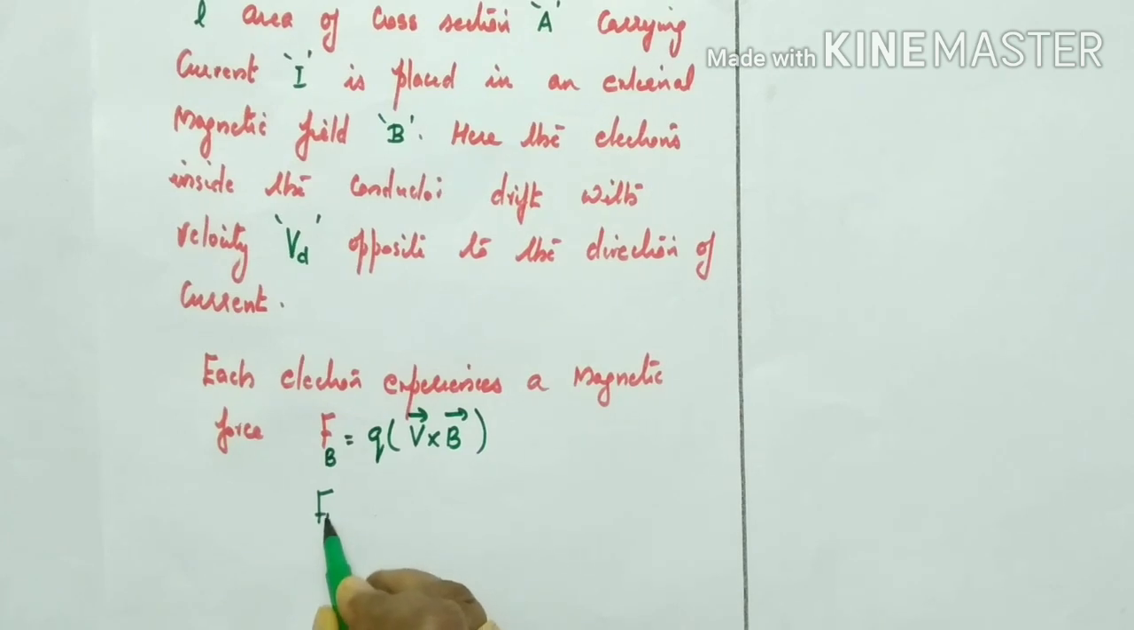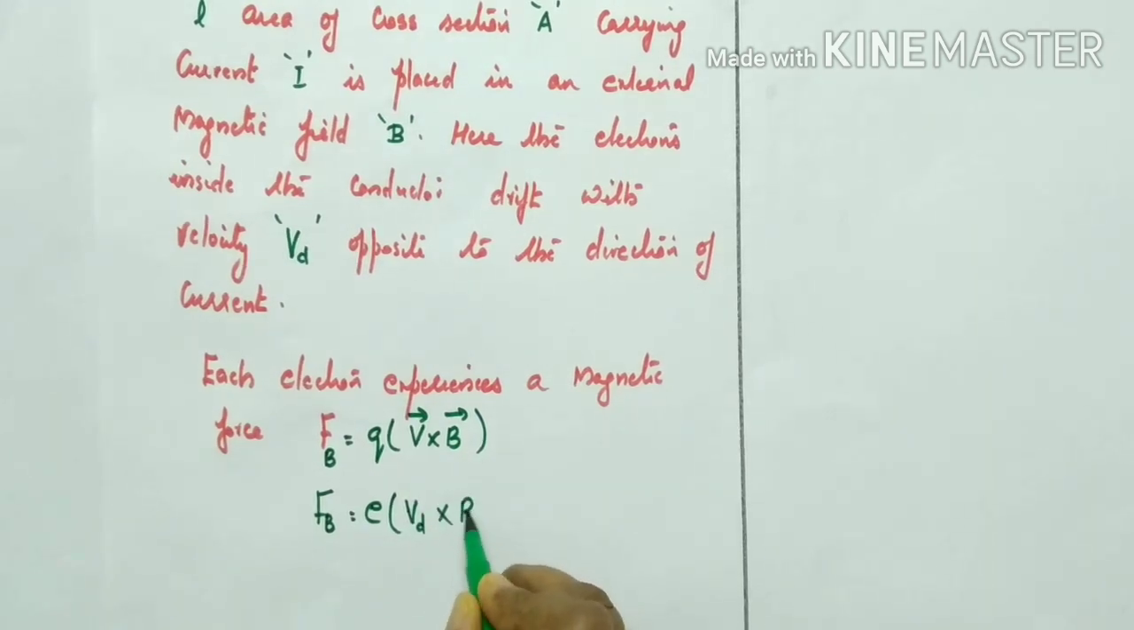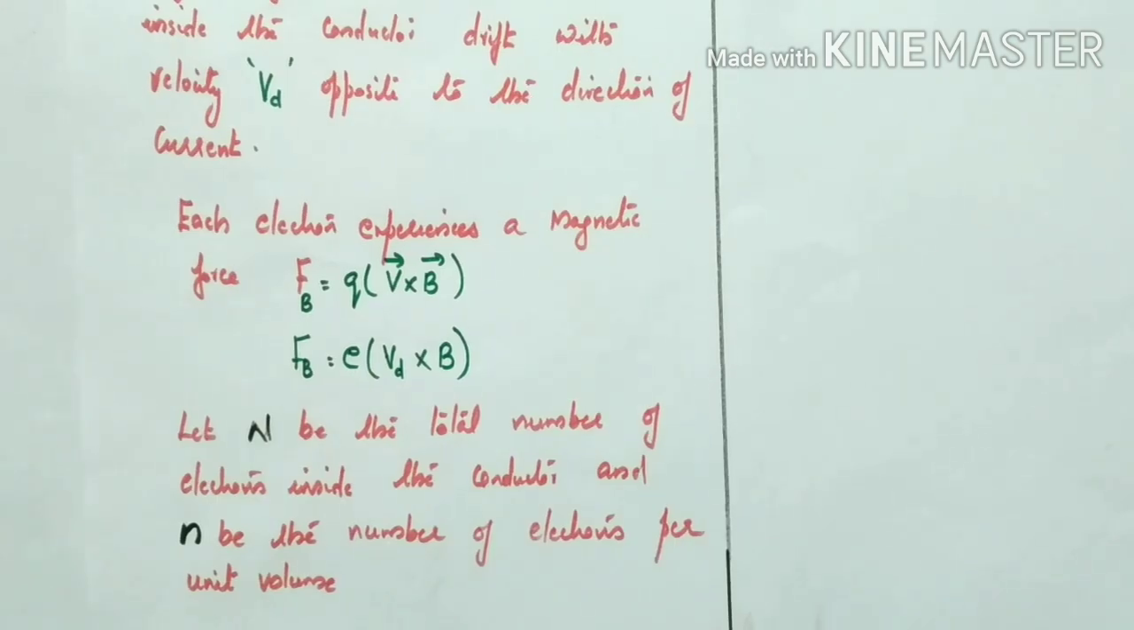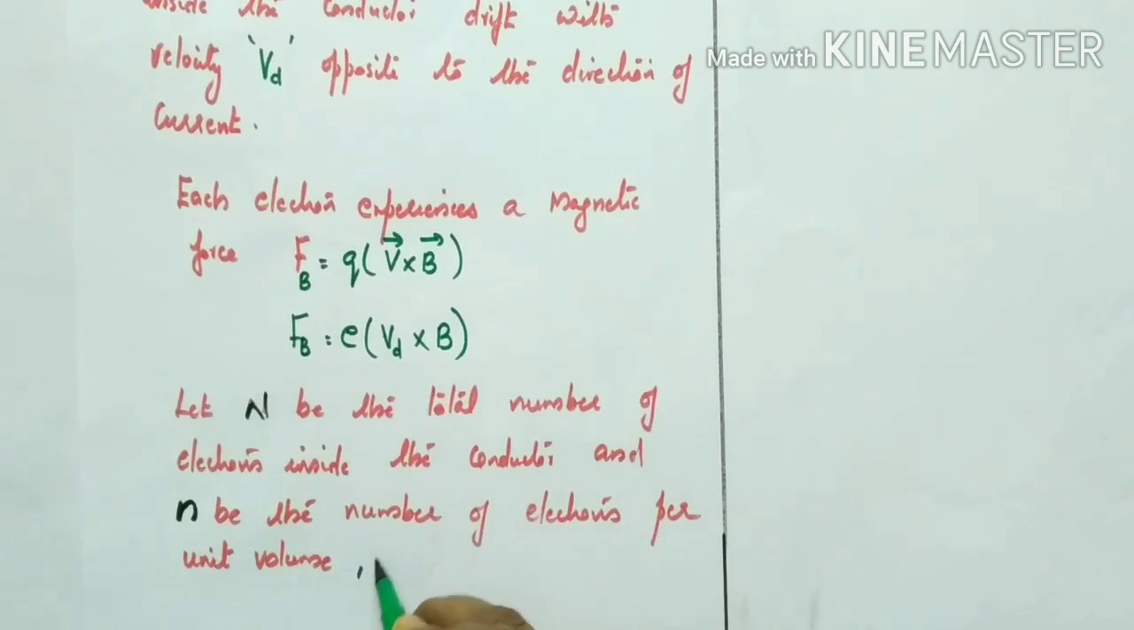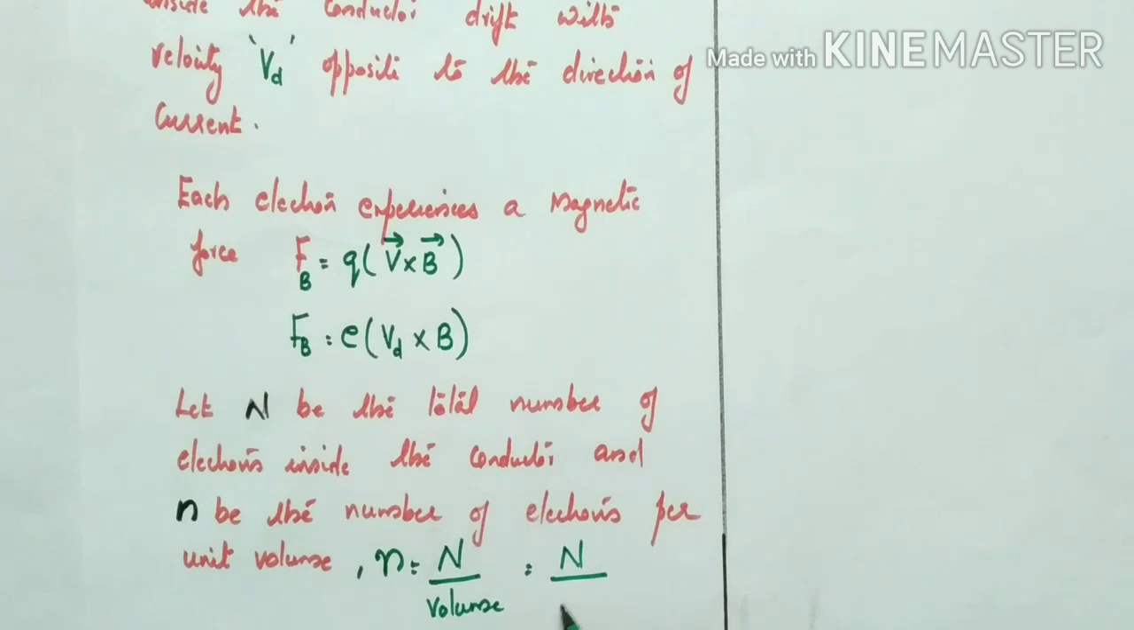Here Fb can be written as, since the charge of the electron is e and the electrons are moving with the drift velocity Vd, e into Vd cross B. Let capital N be the total number of electrons inside the conductor, and small n be the number of electrons per unit volume. Now small n, the number of electrons per unit volume, is the total number of electrons divided by volume, isn't it? It is equal to capital N divided by the volume, where the area of cross section is A and the conductor length is L. So N divided by AL.